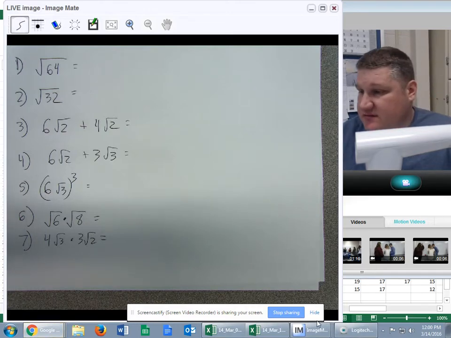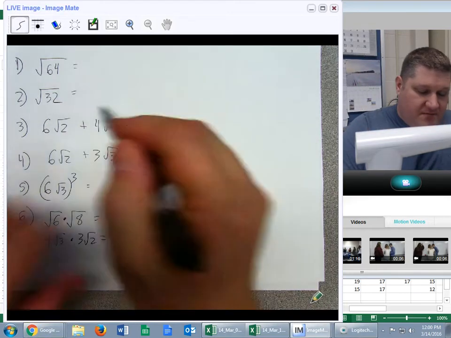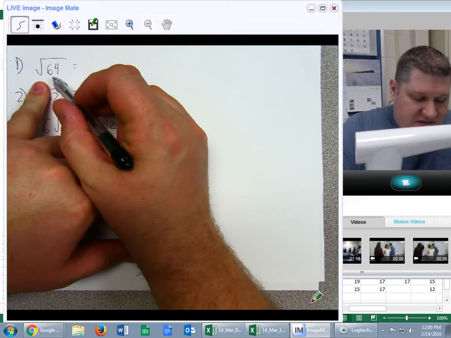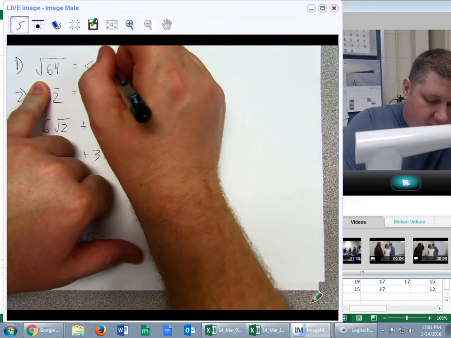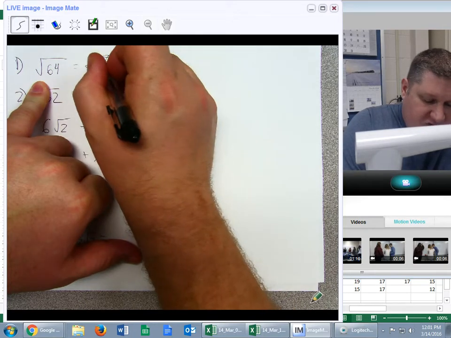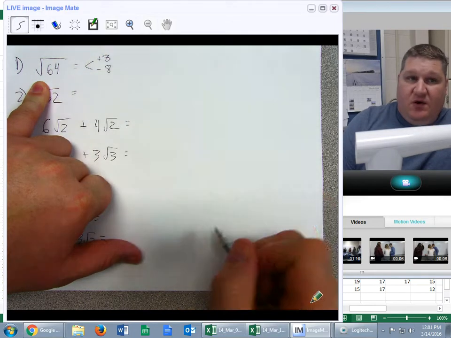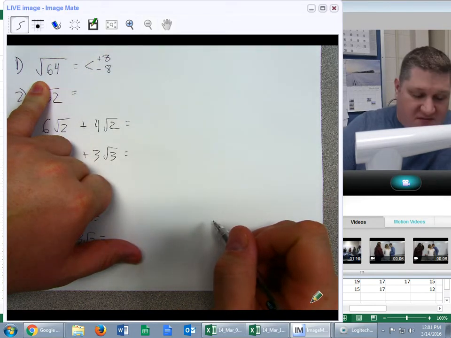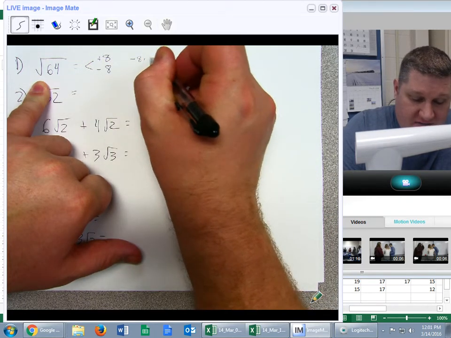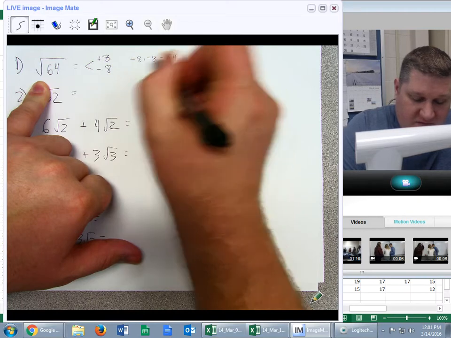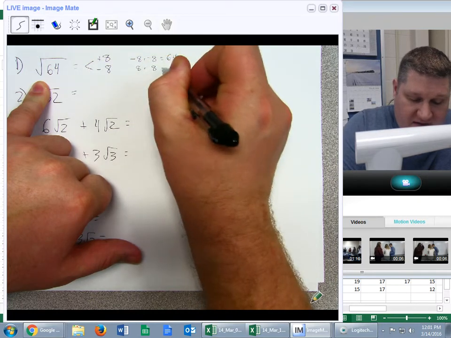Okay, ladies and gentlemen, let's take a look at number one. You have the square root of 64. The answer to that is wrong. What is it? Plus or minus 8. Why is it plus or minus 8, ladies and gentlemen? That's right. Negative 8 times negative 8 equals 64, and 8 times 8 equals 64.